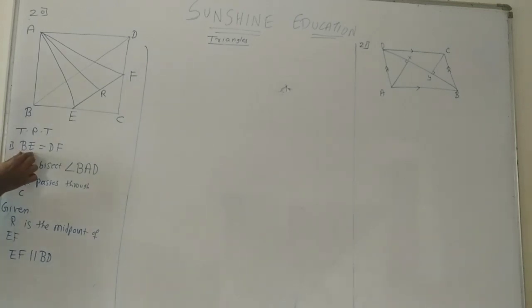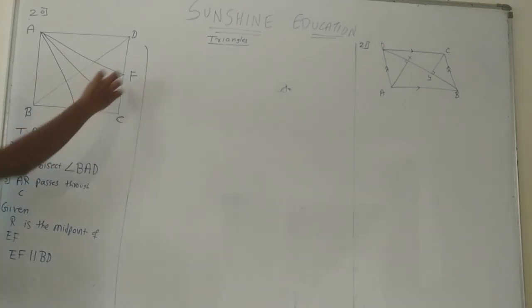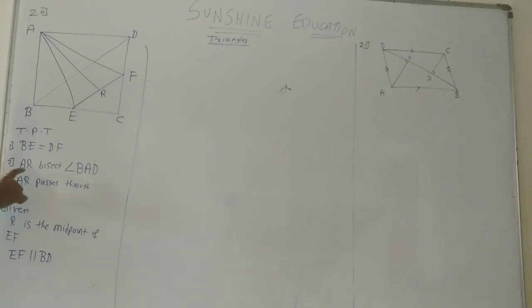What we need to prove is BE is equal to DF, which means this part is equal to this part. Then we need to prove that AR is the bisector of angle BAD, and that AR passes through point C. If we prove that AR is a bisector of angle BAD, meaning a line is bisecting the vertex of the square, then that line is a diagonal. So if we prove this second part, we automatically get the third part.